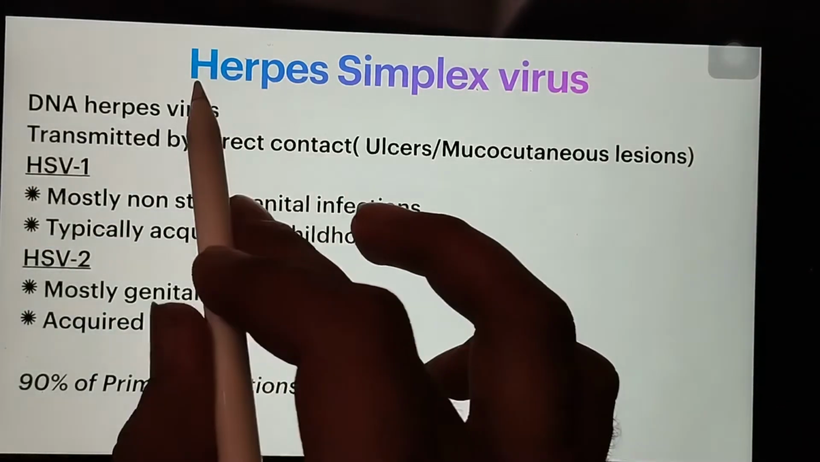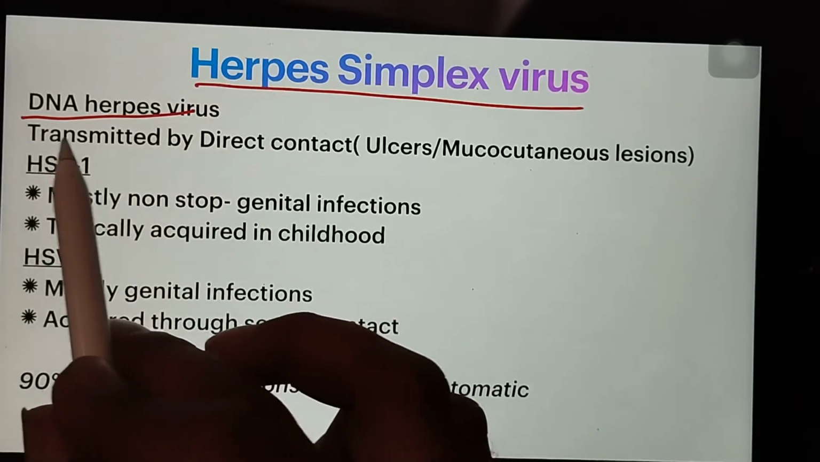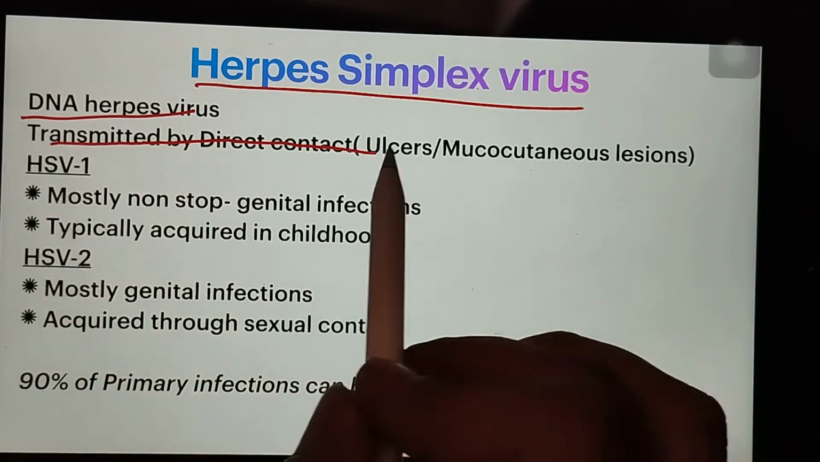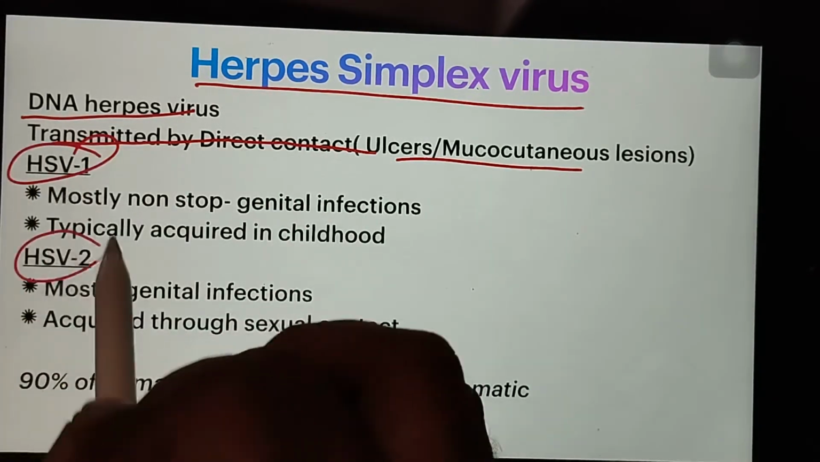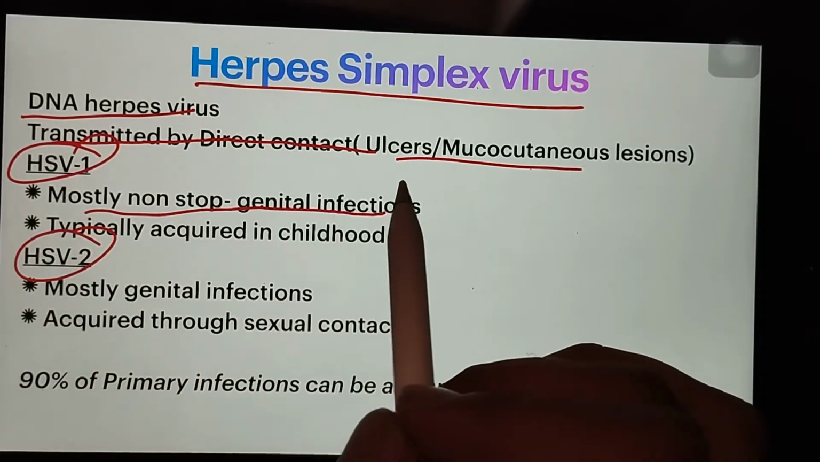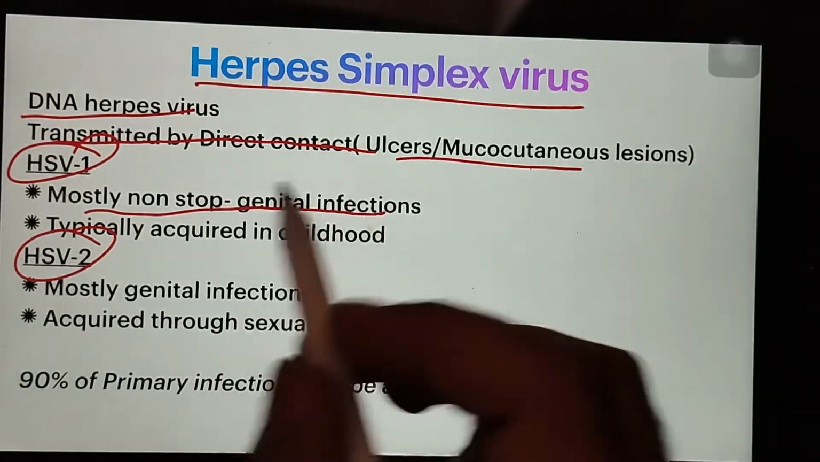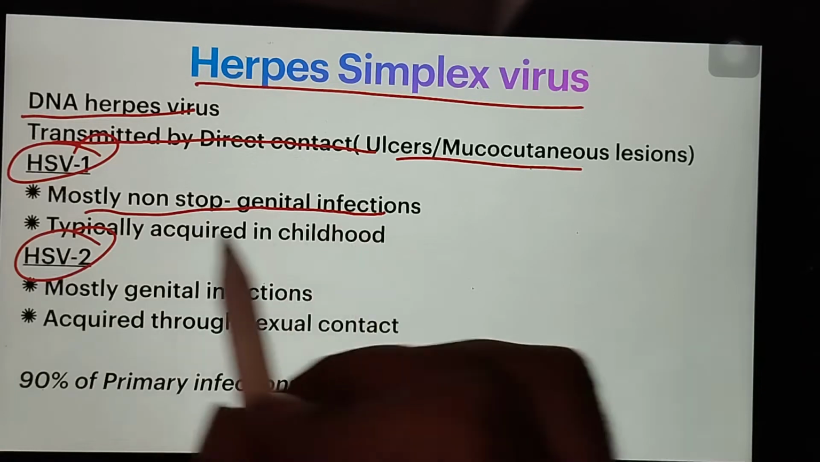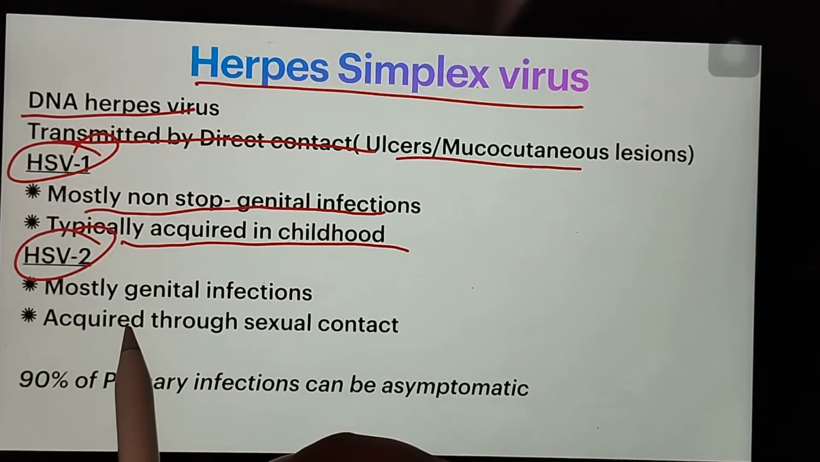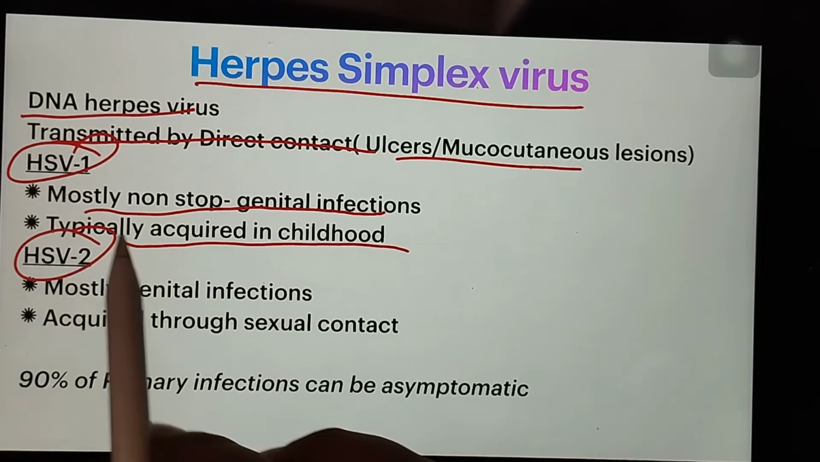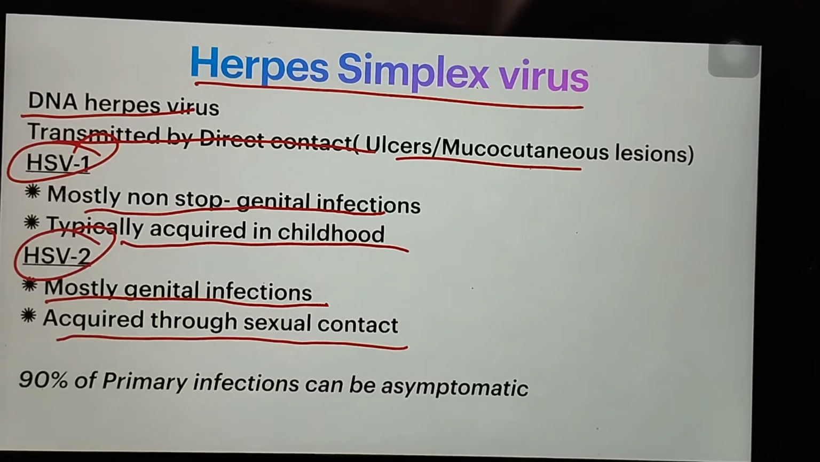So next is herpes simplex virus. It is caused by a DNA herpes virus and transmitted by direct contact with ulcers and mucocutaneous lesions. There are two types, HSV1 and HSV2. HSV1 is mostly non-genital infection, typically acquired in childhood. HSV2 is mostly genital infection and acquired through sexual contact.